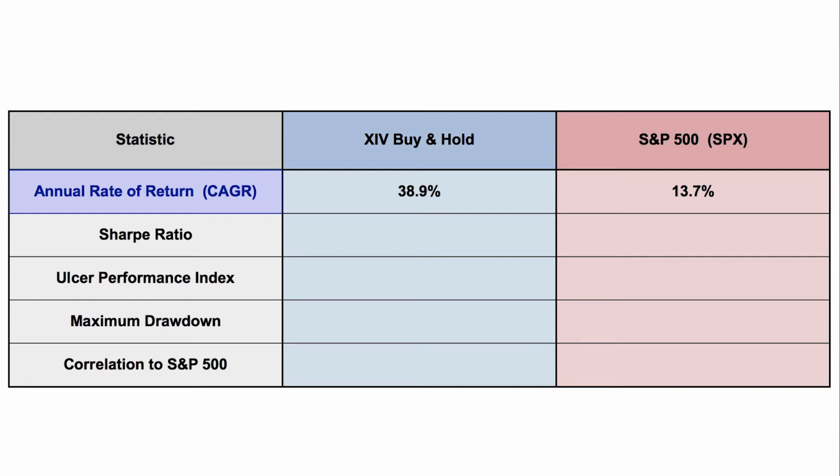Of course, the XIV is far superior, right? Who wants a 13.7% rate of return when you can get 38.9%? And given the rapid expansion of daily volume on volatility products these days, it seems there's more than a few people out there who have reached the same conclusion.